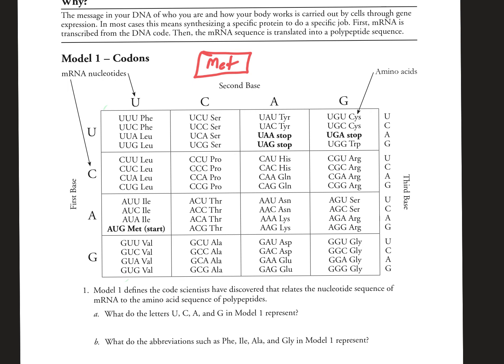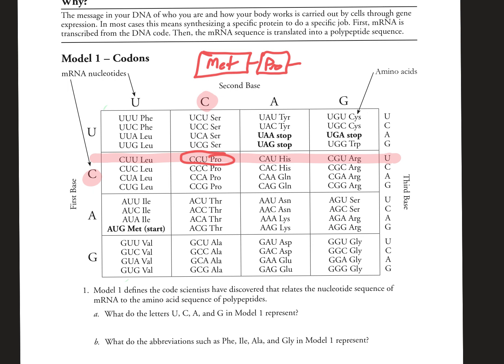So methionine is the first one, and it's connected to the next one. So what if the next one on the mRNA said CCU? Well, we would find C, then there's a second base, and then U. So somewhere around here in this block, and there it is, right? CCU is what? Proline. So it goes proline, and then et cetera.